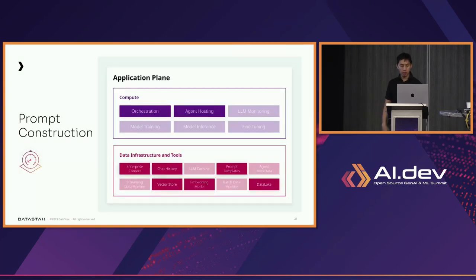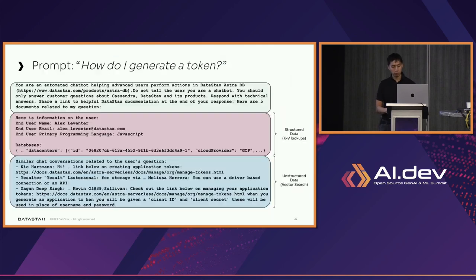All right, next is prompt construction. To construct a prompt, you need all these data abstractions, you need your vector store, you need your data lake, and you need orchestration systems, and you need some place to host the agent so that it can construct the prompt.